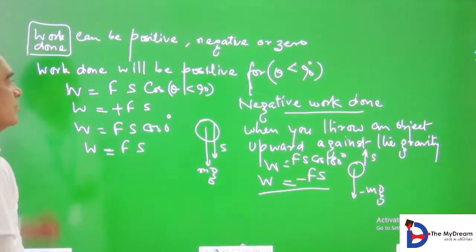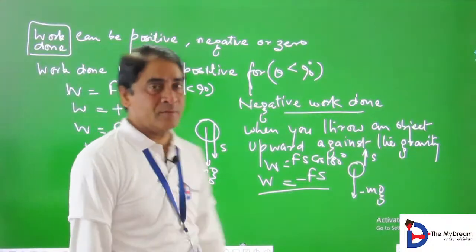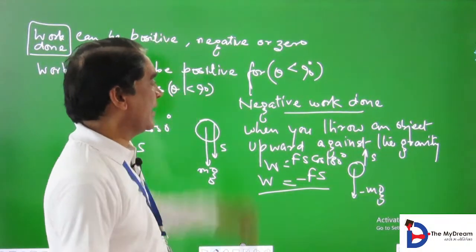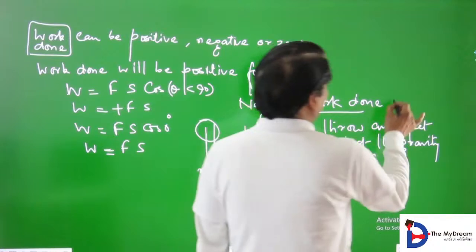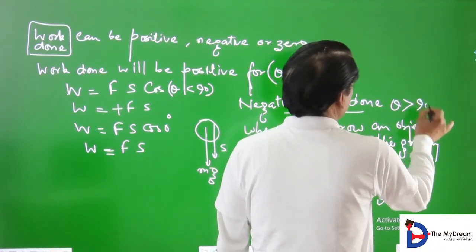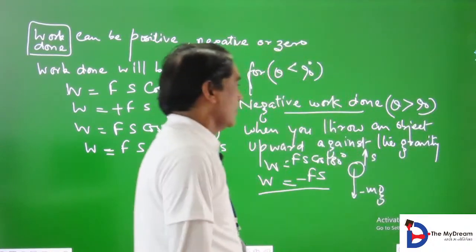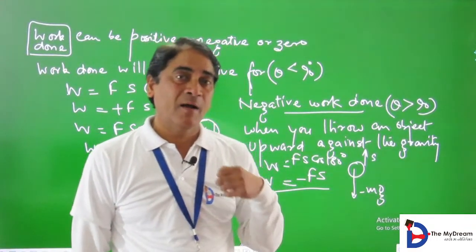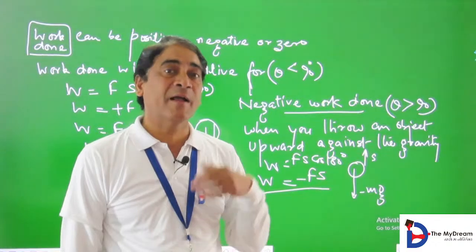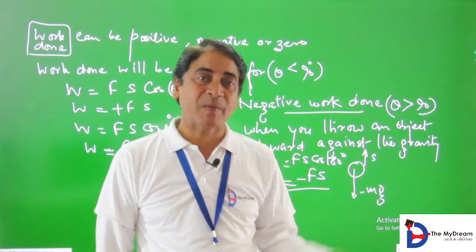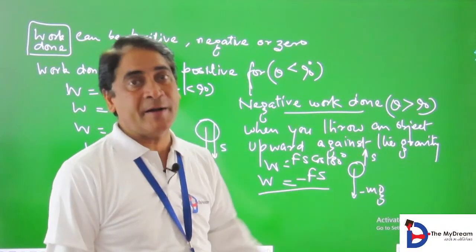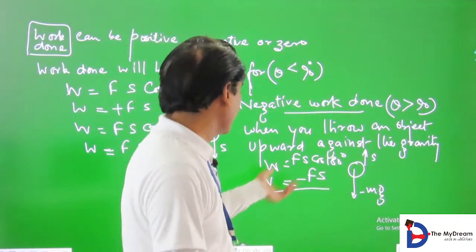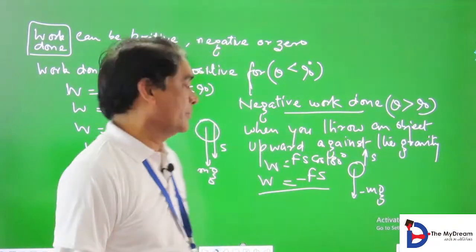Here work done will be positive if theta is less than 90. Here theta is greater than 90. Work done can be negative if the angle between the force and the displacement is greater than 90, then you can get negative work done.